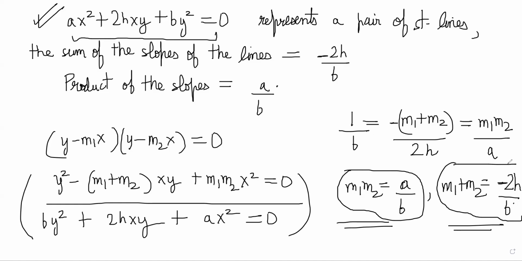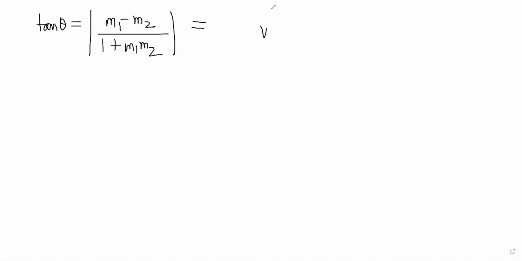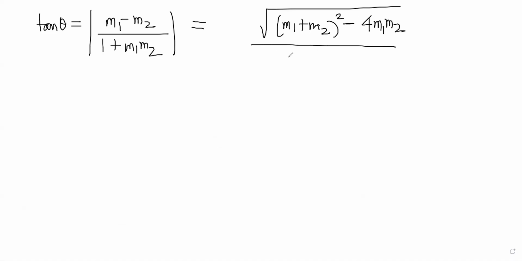And because we know the product of the slopes and the sum of the slopes, now I can find the angle between the two lines also. Because tan theta would be m1 minus m2 by 1 plus m1 m2. So if you try to do this, this will be equal to root over m1 plus m2 whole square minus 4 m1 m2 divided by 1 plus m1 m2, right? So this will become what?